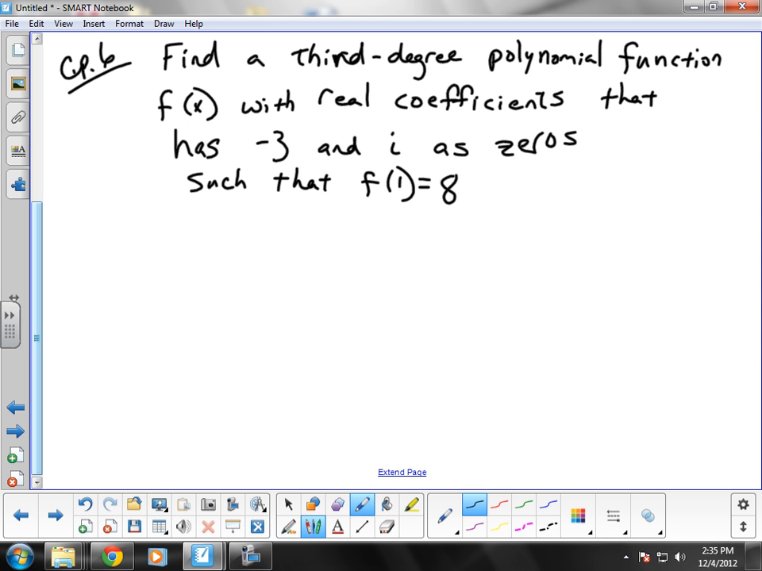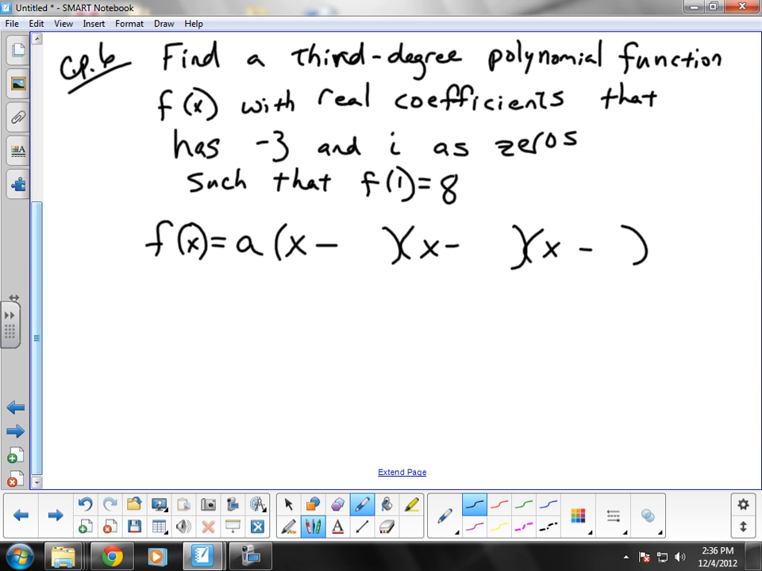Okay, so this time they told me the zeros, right? And I'm supposed to come up with the function. Before, they were giving me the function, and I'm finding zeros, right? So we're going to use this linear factorization theorem. f of x is going to be equal to some a, we don't know what that coefficient is, times x minus the first zero, x minus the second zero, and x minus the third zero.